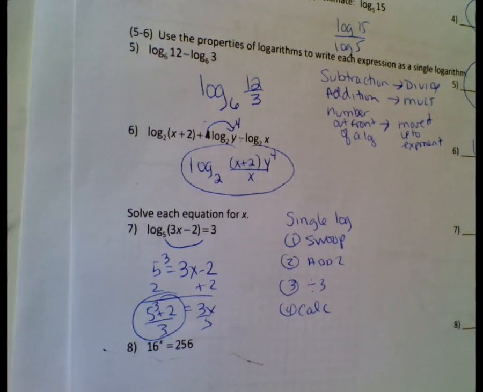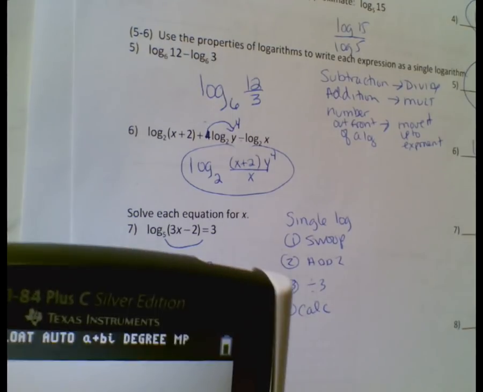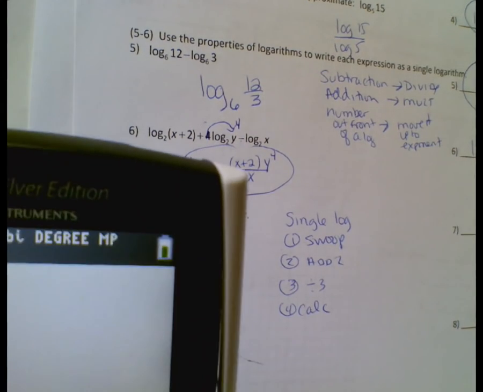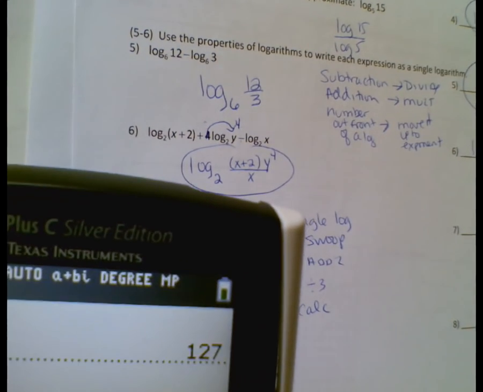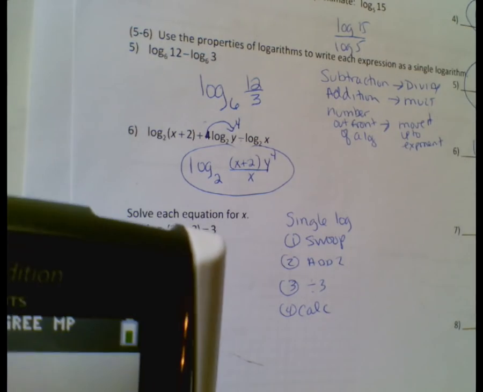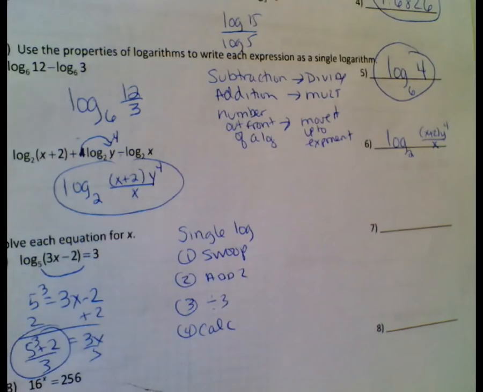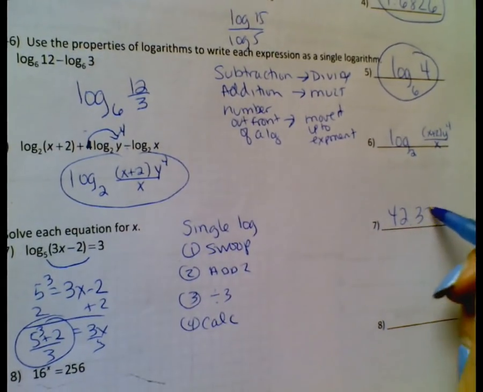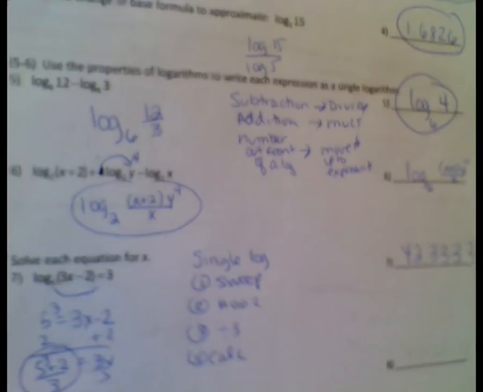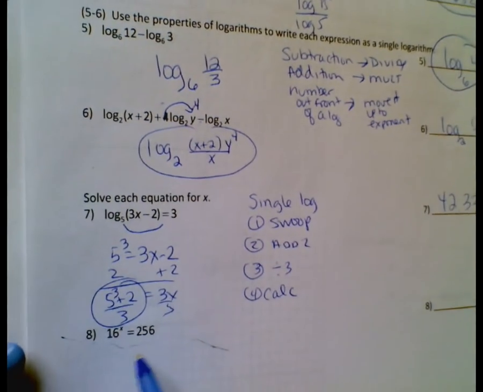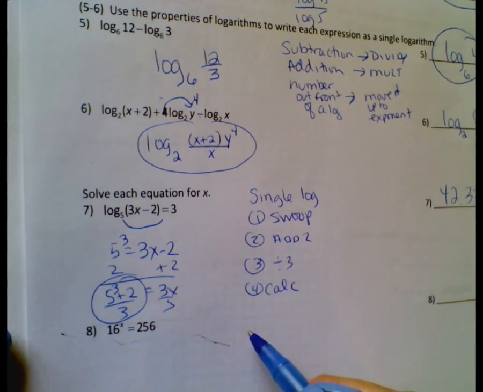So we have 5 raised to the 3rd, right arrow, plus 2. I always press equals next. Divide by 3. 42 point, a lot of 3's. So it's 42.3333. That's your answer.